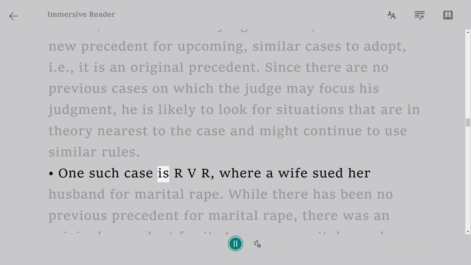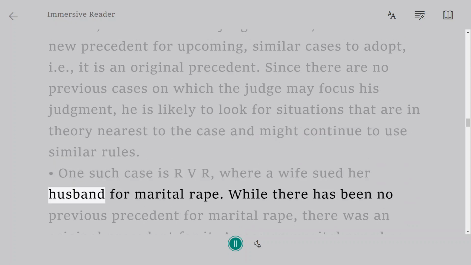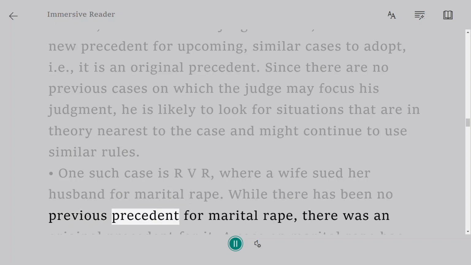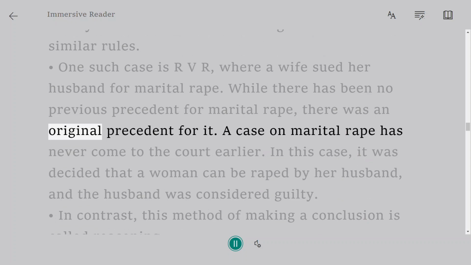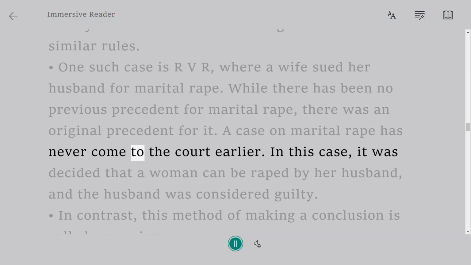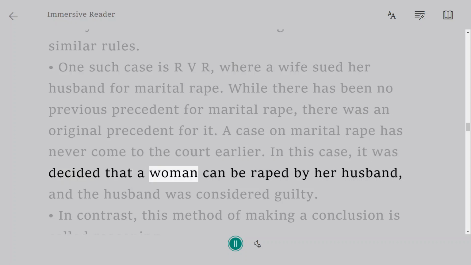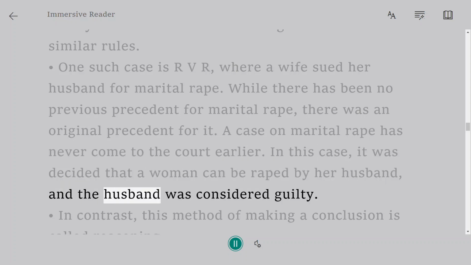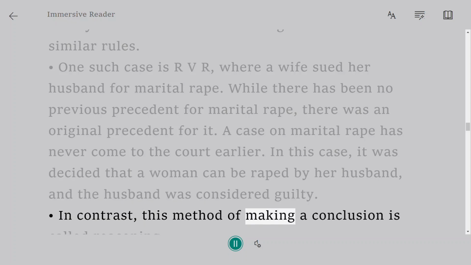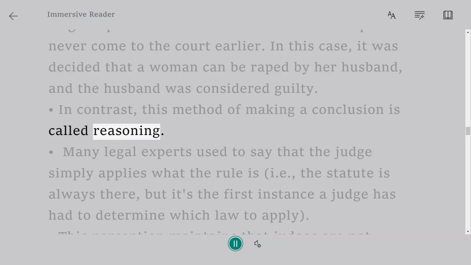One such case is R v R, where a wife sued her husband for marital rape. While there had been no previous precedent for marital rape, a case on marital rape had never come to court earlier. In this case, it was decided that a woman can be raped by her husband, and the husband was considered guilty. This method of reaching a conclusion is called reasoning.